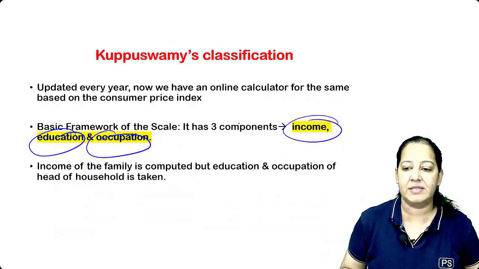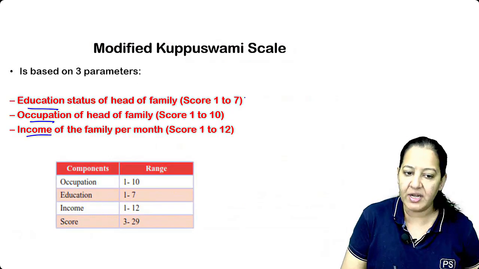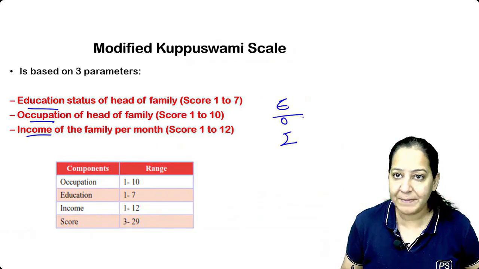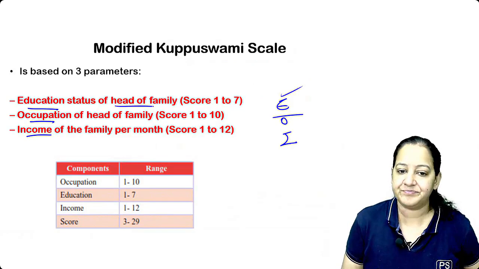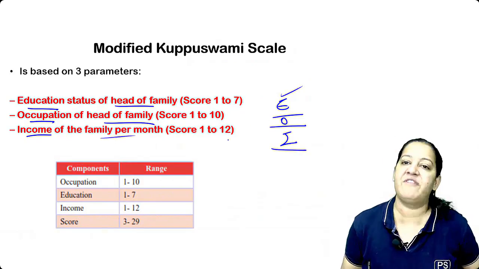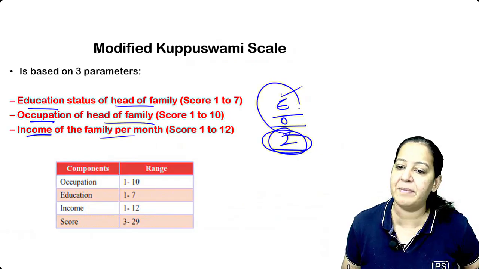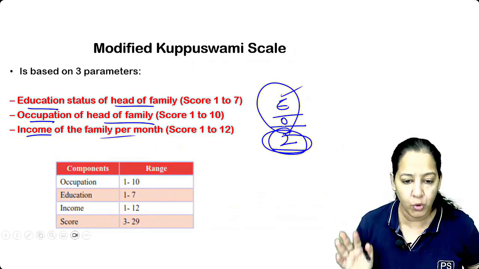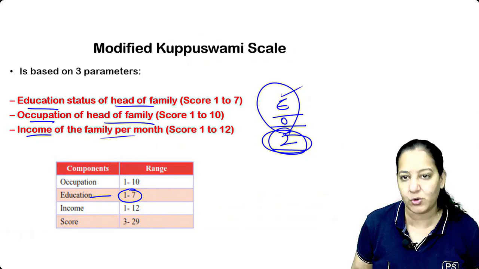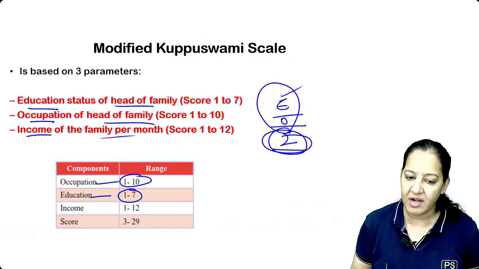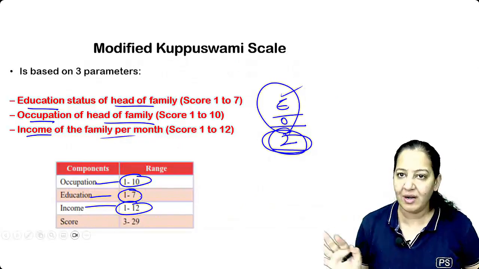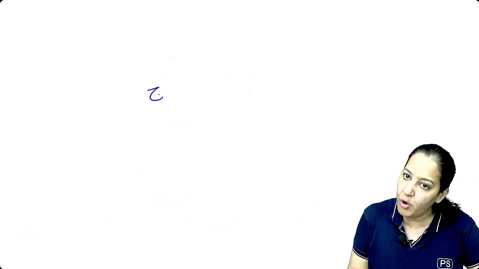It depends on 3 things. Learn: education, occupation, income. EOI. Education of whom? Not the complete family's education, only the head. Occupation of whom? Only the head of the family. And income of the complete family. So income is of the complete family, but education and occupation are of the head of the family. So who is the head of your family now? Based on the education, there are 7 scores. Based on the occupation, there are 10 scores. And based on the income, there are 12 scores. You have to pick one. Now don't learn that. You have to learn just EOI. The question will come on EOI.